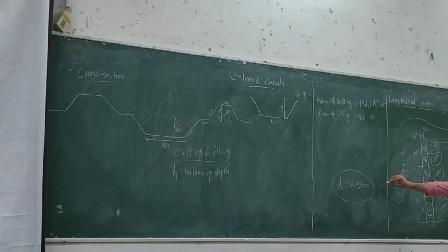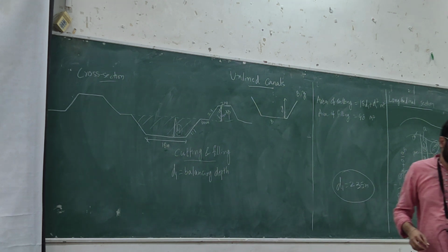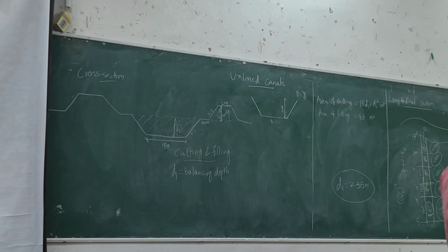So everybody got D1 as 2.35? That's fine. Okay. So this is the end of Unit 2. We have finished Unit 2, but we are delayed by 3 classes. I missed 2 classes. We'll try to cover up in Unit 3.